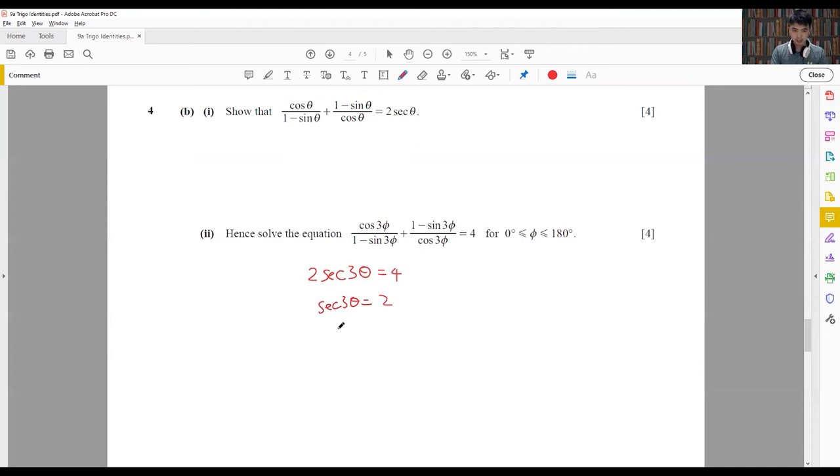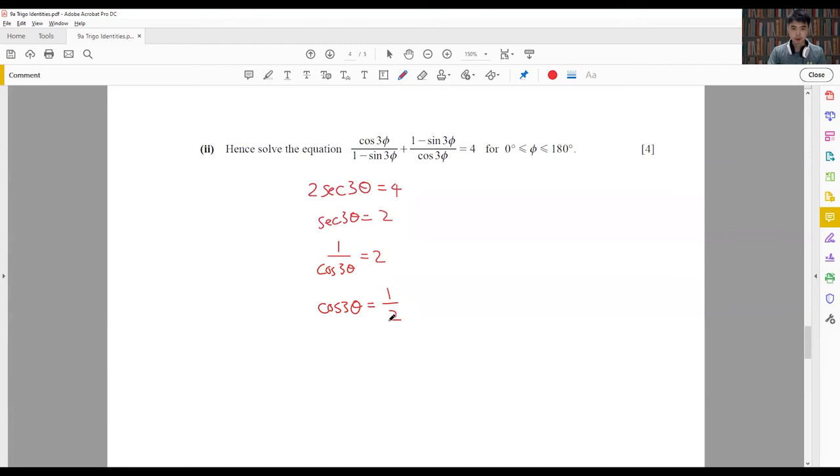Secant 3 theta is actually 1 over cos 3 theta, which equals 2. Then bring the cos up. Cos 3 theta will actually equal, swap places, right? So it's 1 over 2.